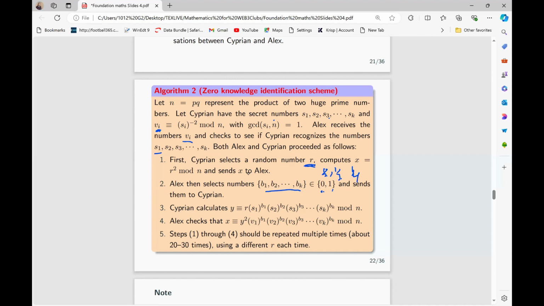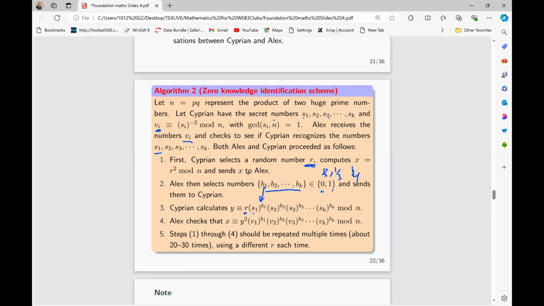What you do first, on receiving these numbers, is take the R that you have, and then you know your S1. Take your S1 and raise it to B1.